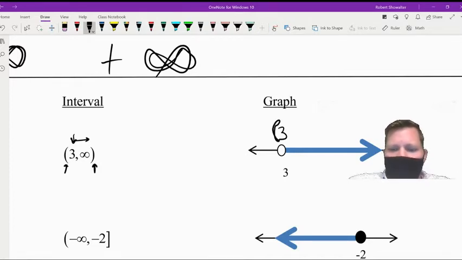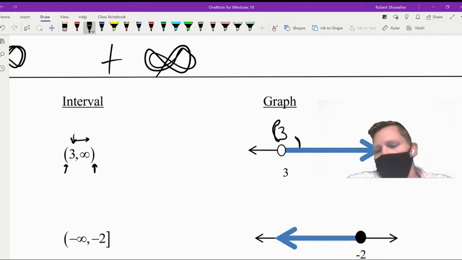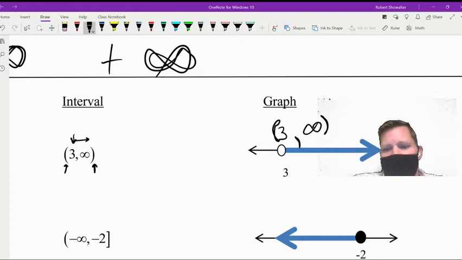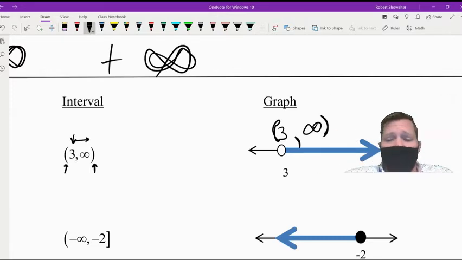So we have a parenthesis because it's an open circle, and we always go super far to the right, and we're not stopping, which means we're going to go to infinity. That's the way the arrow is pointing. Okay? Rewind that if you need to so you understand what I actually said rather than just jotting down those notes. Okay?